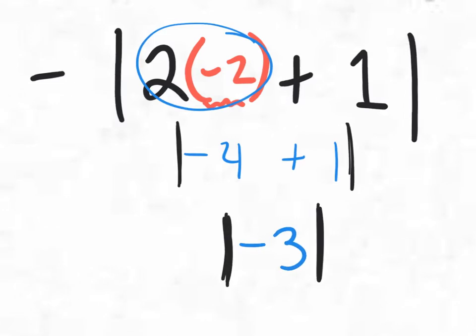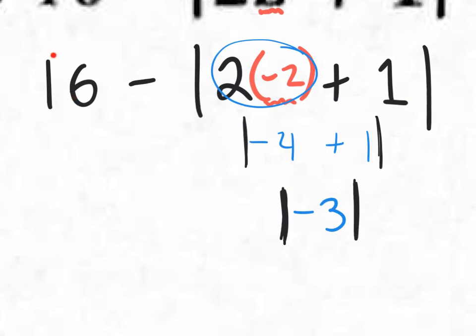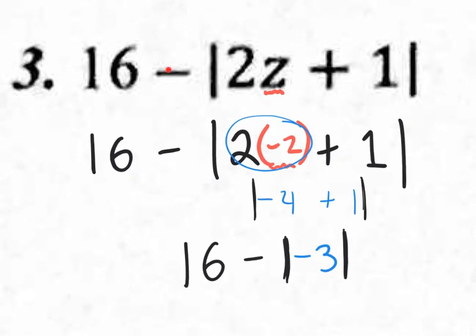Did we have anything on the outside? Yeah, we did. We had the 16 minus on the outside. Let's bring that down so we don't forget about it. 16 minus. That 16 is ugly. Let me make it better. It's a plus? No, it's up here. It's a minus. Check it out. There's a minus right here. So 16 minus.